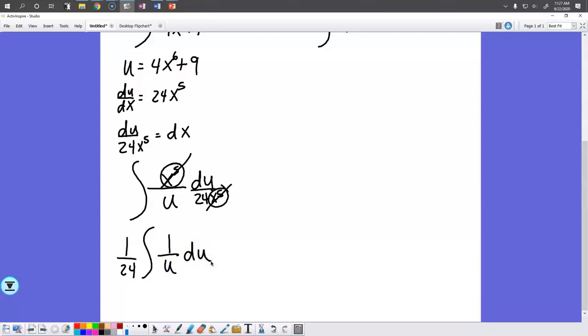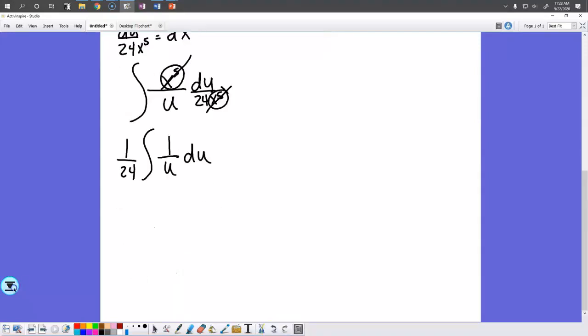Well, if I had a number here for a power like a 2, a 3, or a 5, I would move it to the top, change the sign, and do the power rule. But when you have a 1 there, you can't do that. It won't work. This is actually an ln problem. So when you integrate that, you get ln of the absolute value of u.